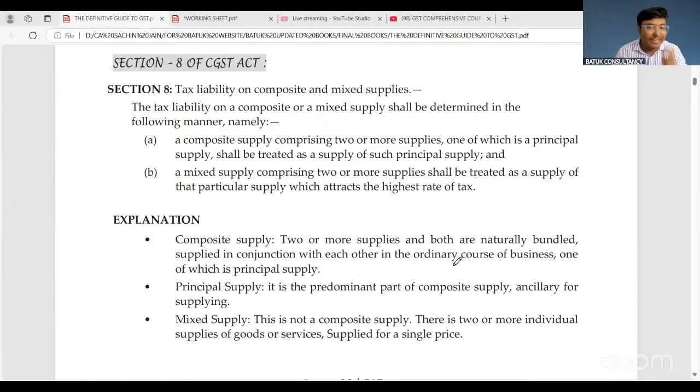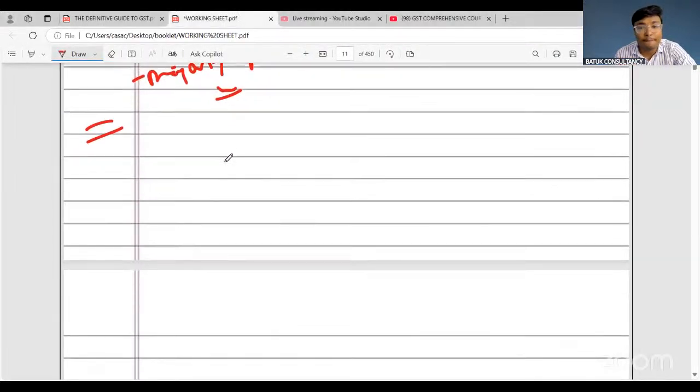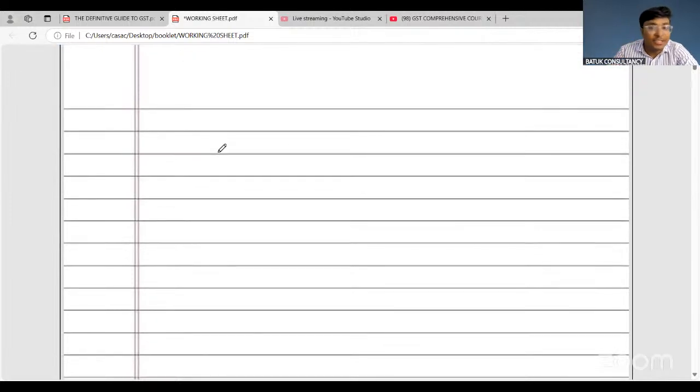So section number 8 is here for the mixed and composite supply. Sir, we have done section number 7, supply. Now, section number 8. Yes, Deepak sir, inverter and battery will be elaborated, not an issue.